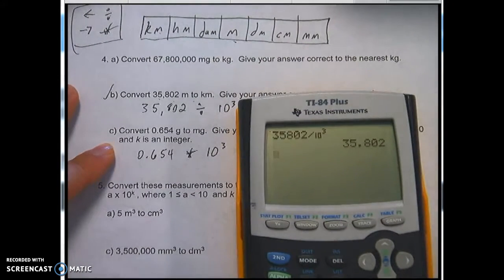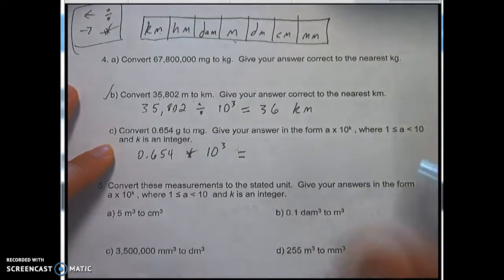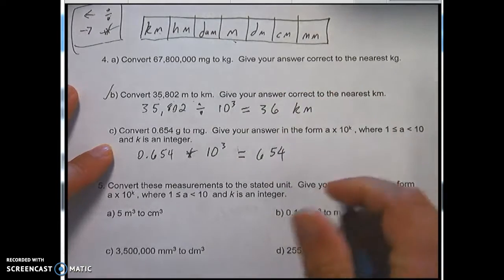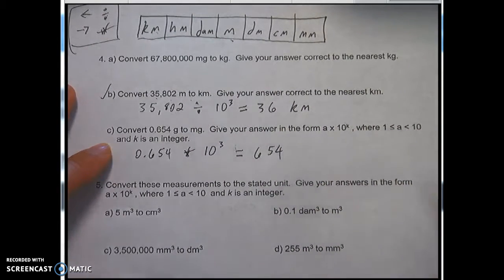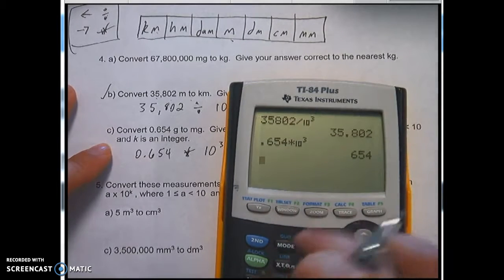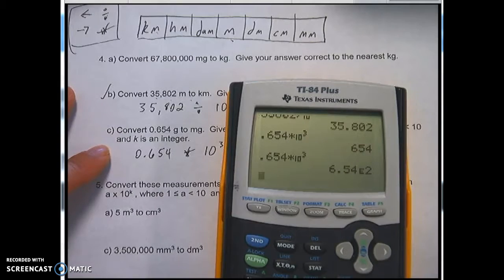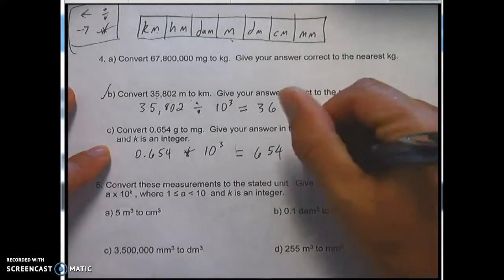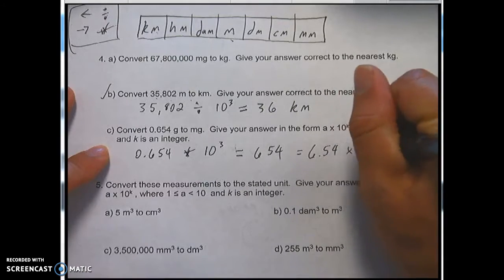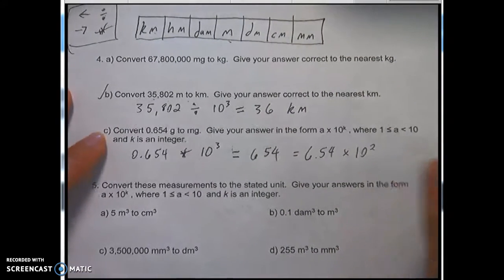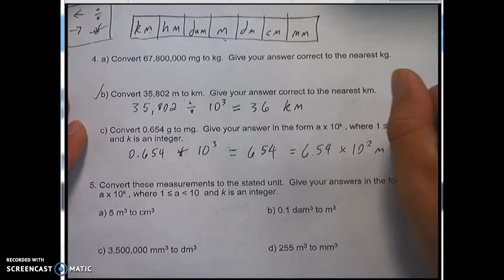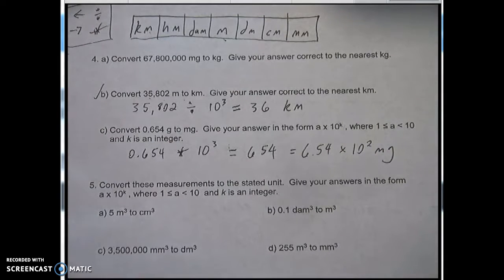And when I type that in the calculator, 0.654 times 10 to the third, then I've got 654, but it says to write it in standard notation. Well, 654 in standard notation, if I just simply switch to scientific mode and then hit enter, it writes it for me, 6.54 times 10 squared. But don't forget your units here. That's in milligrams now. Alright, so that's standard units.